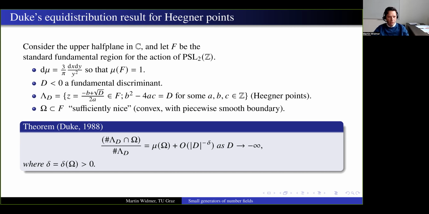And the answer is, well, if you pick essentially arbitrary subset omega of F, it has to satisfy some niceness conditions, but they're fairly generic, and you look at the number of Heegner points inside the set omega and divide by the total number of Heegner points, then this will tend to the measure of omega as D tends to minus infinity. And you even have a power-saving error term. Okay, so that's the equidistribution result of Duke.